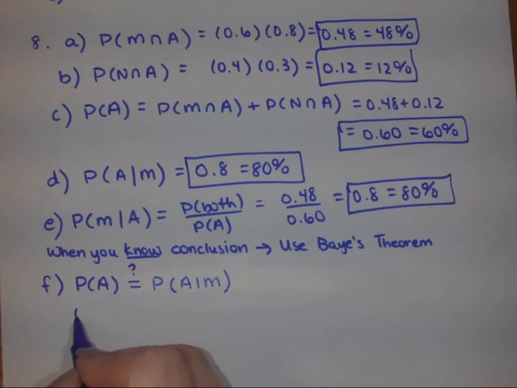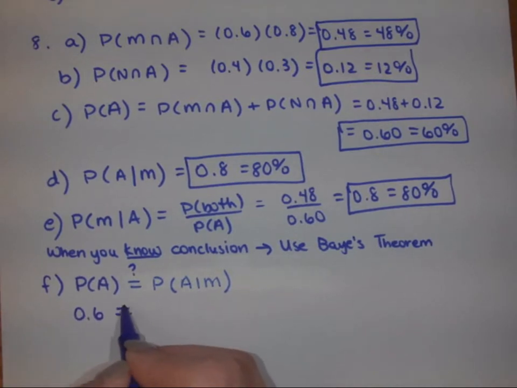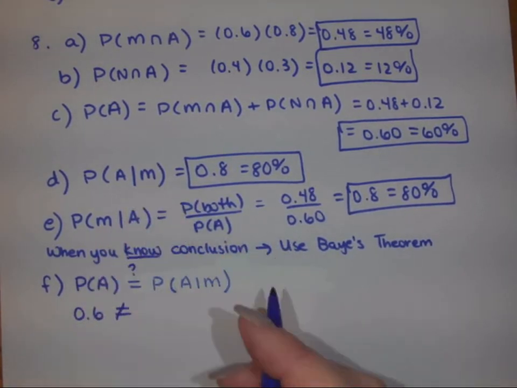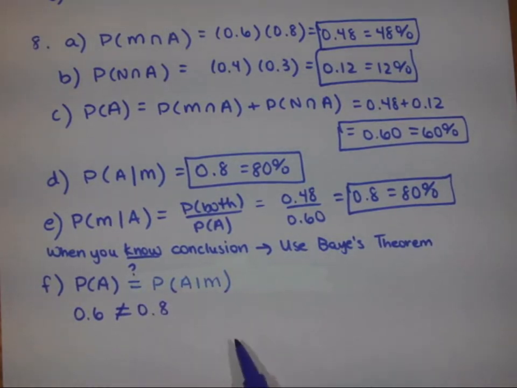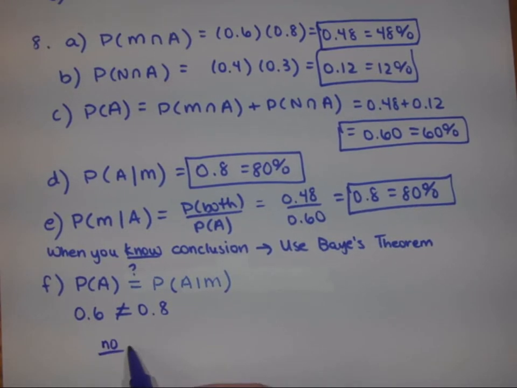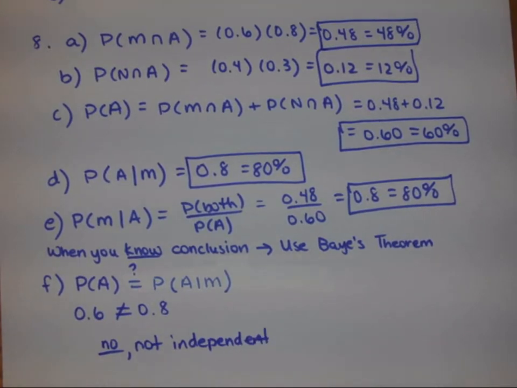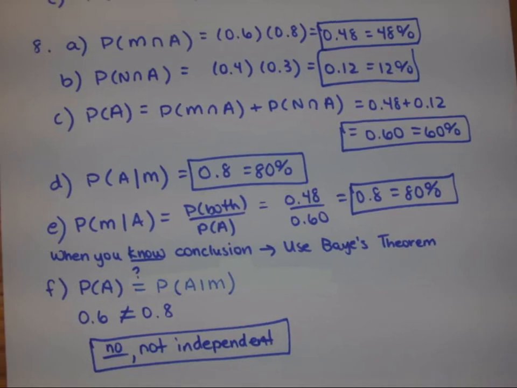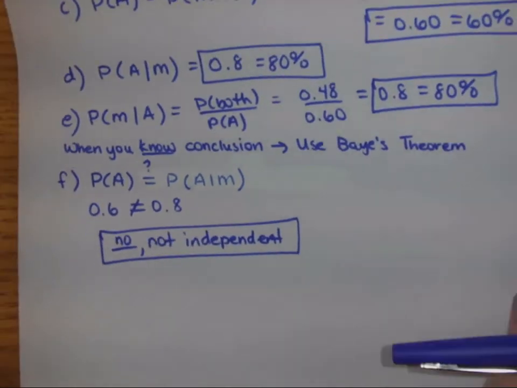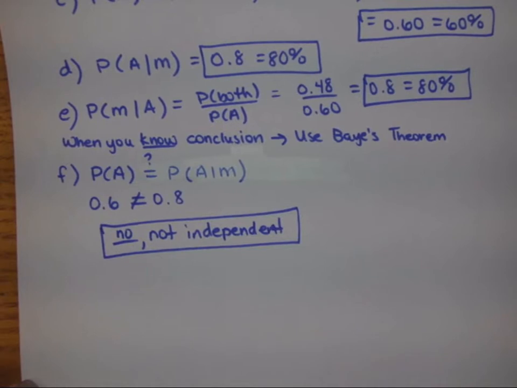So notice the probability of A is 0.6, and that does not equal the probability of A given M, which we got to be 0.80. Okay, so since those aren't equal, then no, they're not independent. It's kind of a double negative. What that means is that they're somehow related to each other. Independent means the results of one don't affect the outcome of the other, which means they are in some way dependent on each other. But we don't really have to talk about how much they're dependent. It's just that they are.